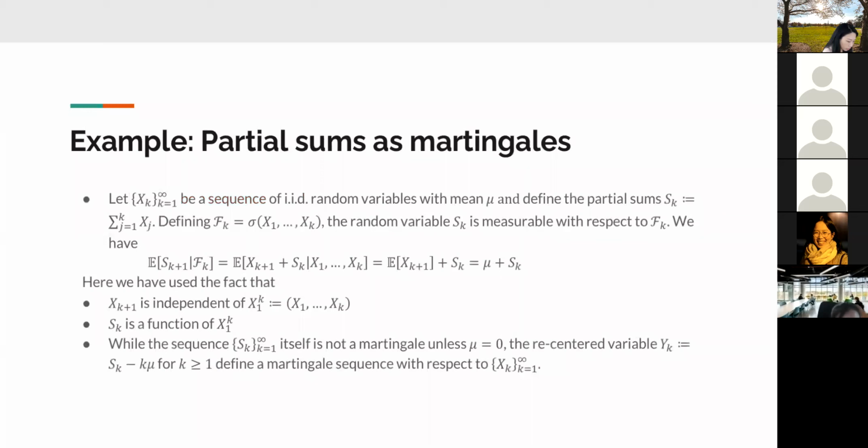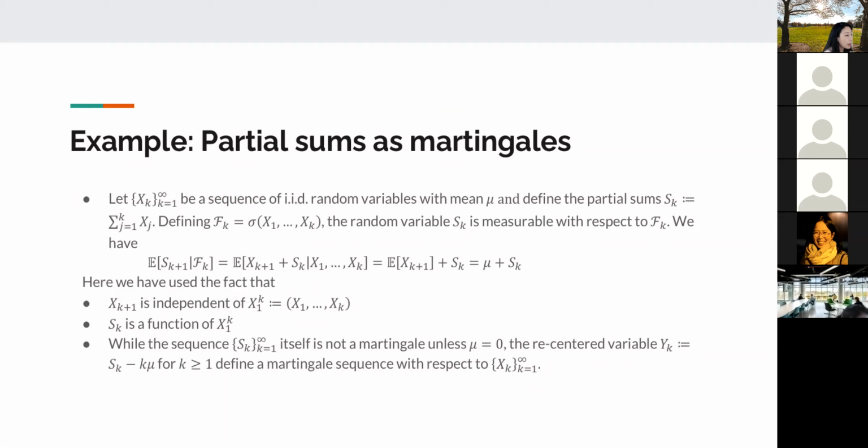All right, so here is an example. I'm gonna go through this very quickly because I've already uploaded it last time. So this is an example of partial sum as a martingale. You have a sequence of IID random variables, xk's, of course, and they have mean mu, okay? So this is a little bit different than before. You have a little bit more information, you have mean mu, and you define the partial sum as the summation of the previous random variables. So from 1 to k, right? So sk is the summation from 1 to k of xj.